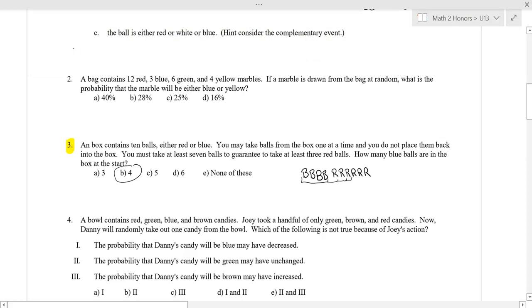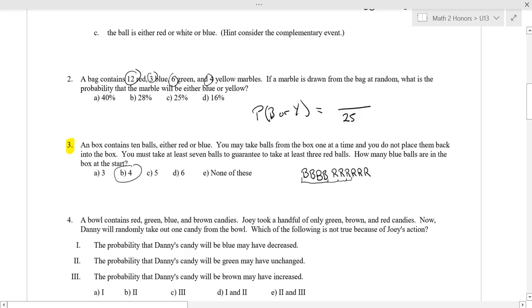you just have one fraction. The probability of blue or yellow is a fraction with the denominator being the total number possible. So we have 12 red, 3 blue, 6 green, 4 yellow. Add those up, and we're going to get what? 25.